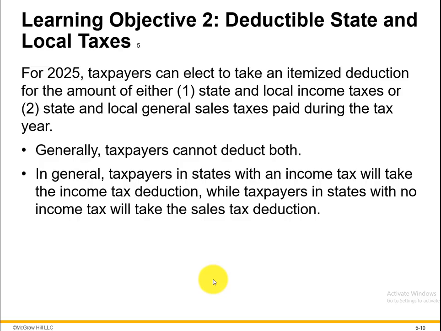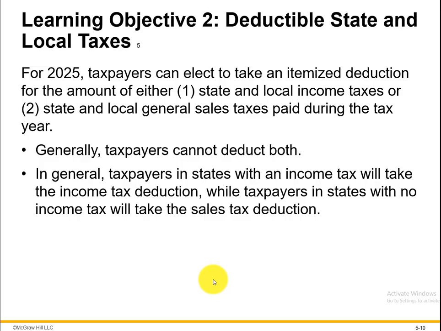Either or, not both. Either or. You can't do both. So in a state where you have income tax, it's almost always the most beneficial. You want to take the larger, whichever one's going to give you the best deduction. You're going to take your income taxes. So in Pennsylvania, almost always it is going to be the income tax.